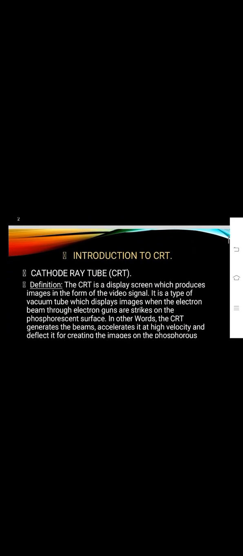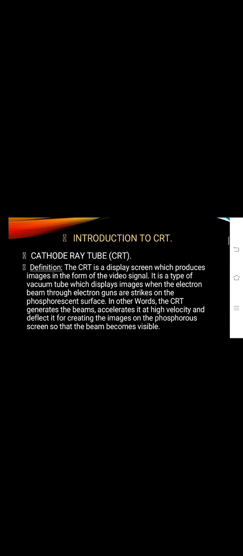The contents I'm going to tell you are the introduction part, working of CRT, and construction of CRT. Introduction to CRT. The full form of CRT is cathode ray tube. Now let us learn what is CRT. CRT is a display screen which produces images in the form of video signal.